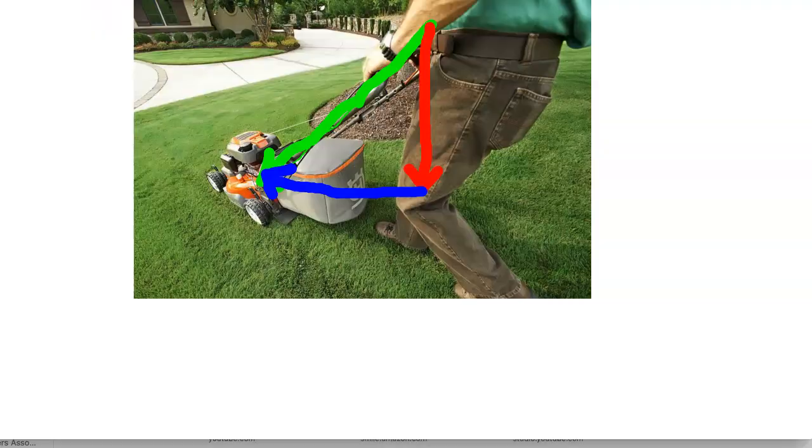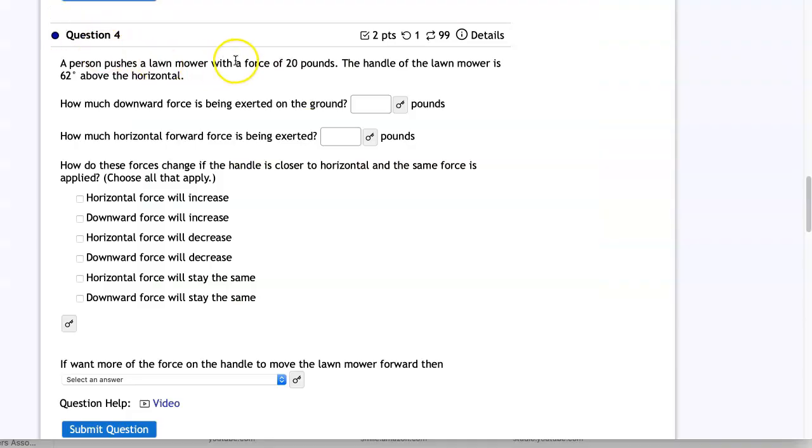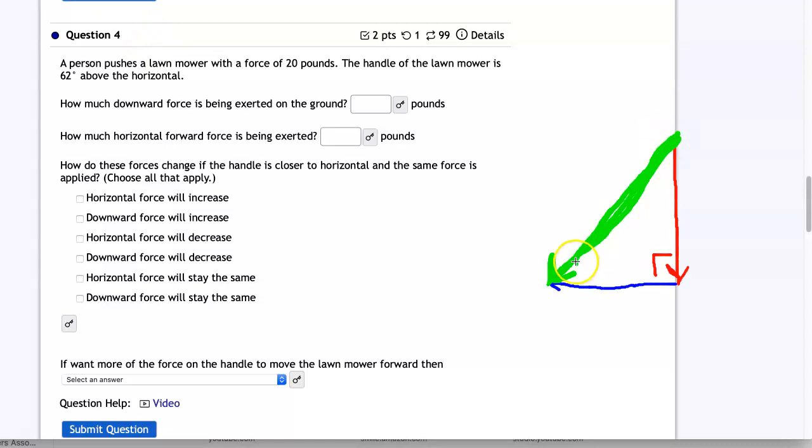Okay, so let's go back to the problem now. Here we have a person pushing a lawnmower with a force of 20 pounds, and the handle of the lawnmower is 62 degrees above the horizontal. So let's look at a diagram. The green is the person pushing on the lawnmower, and the force that's applied is 20 pounds of force. And the handle is making a 62 degree angle with the horizontal. So our 62 degrees would be right here between the force and the horizontal.